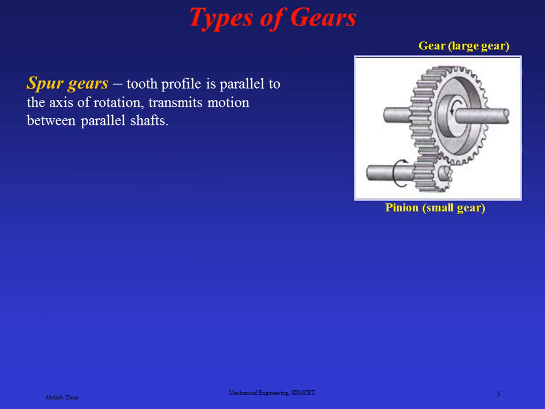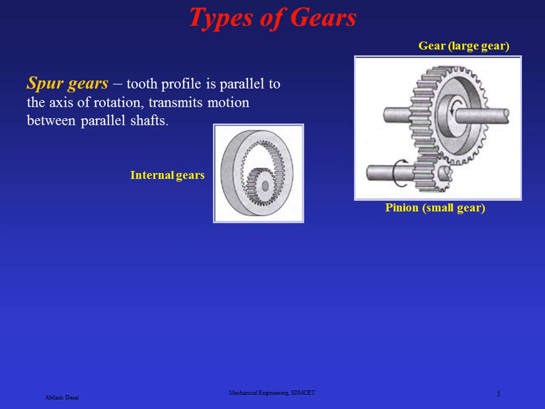Then we have spur gears. A spur gear has a tooth profile which is parallel to the axis of rotation and transmits motion between parallel shafts only. You can see in the figure a gear and a pinion. The gear is the larger gear and the pinion is the small gear. One will have the rotary motion and the other will automatically be driven by that. Also a type of internal gears is there. In the first figure you see the external gear contact. Now you can see the figure with the internal gears.